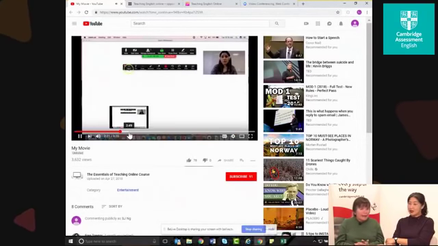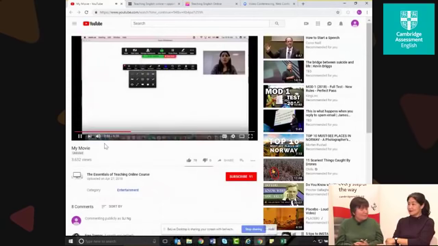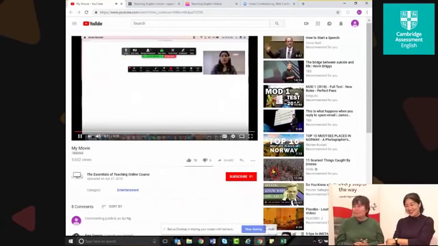Zoom is the platform that she uses all the time. There's Adobe Connect, which is another platform which I understand is very good. I haven't used it myself because I'm a bit mean and you have to buy Adobe Connect, and so I use Zoom myself.